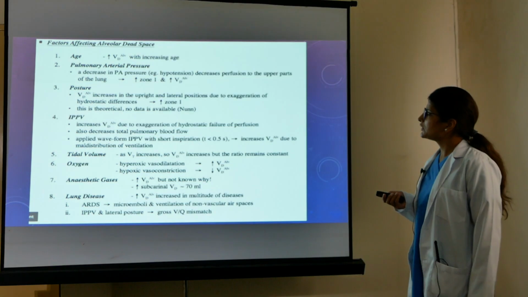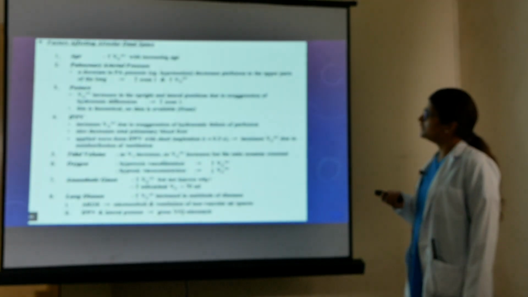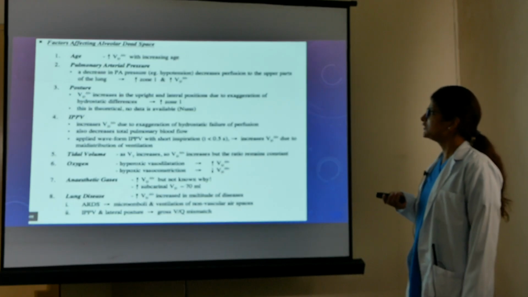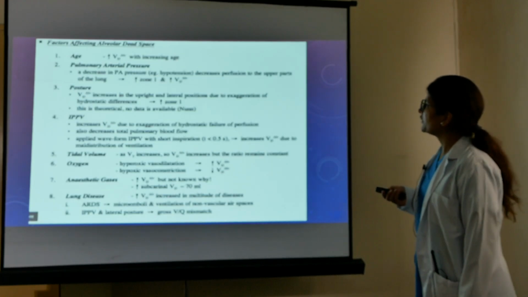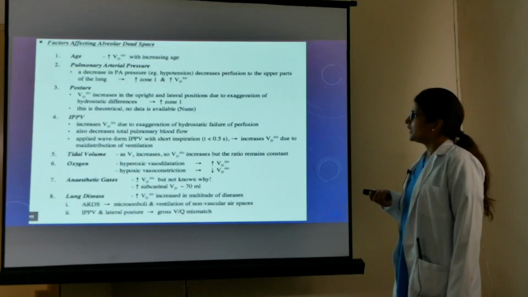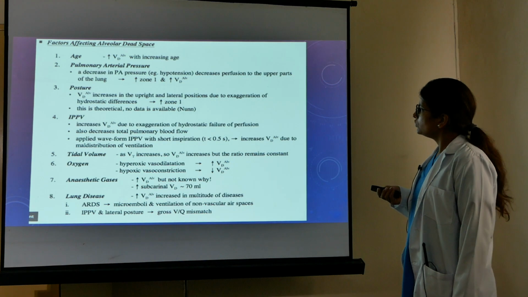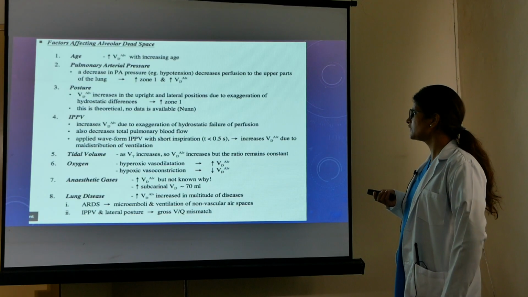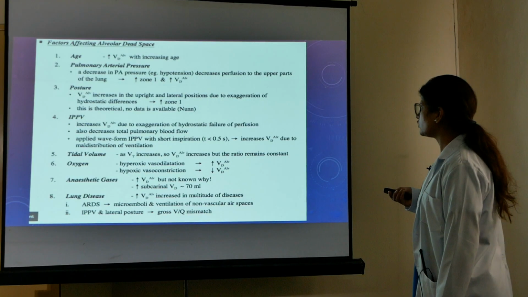So the factors affecting the alveolar dead space: with increasing age it increases, with increasing pulmonary arterial pressure it increases, and with posture, like upright and lateral positions, due to exaggeration of hydrostatic differences, it increases. It also increases with intermittent positive pressure ventilation. As tidal volume increases, alveolar dead space also increases.